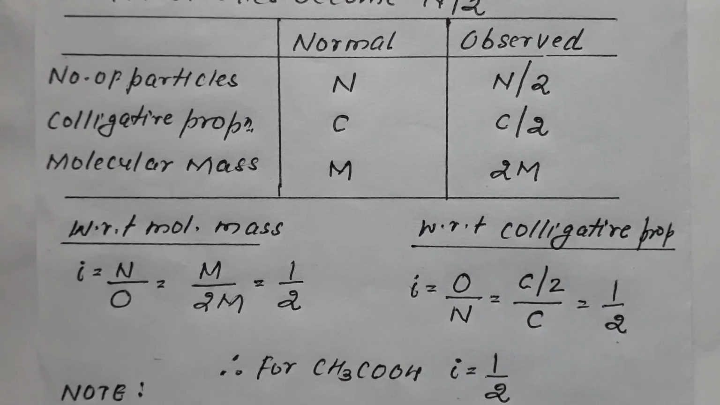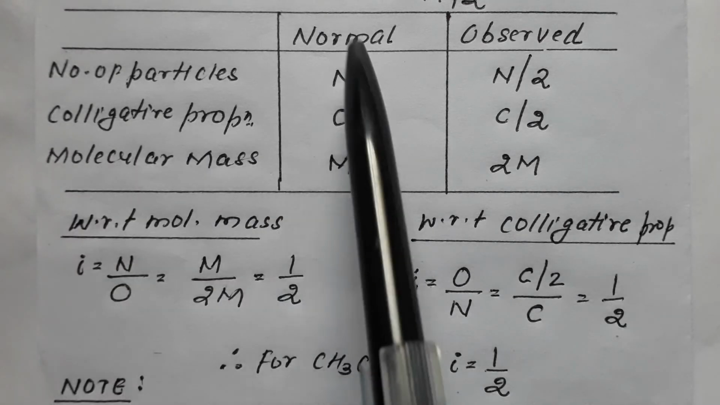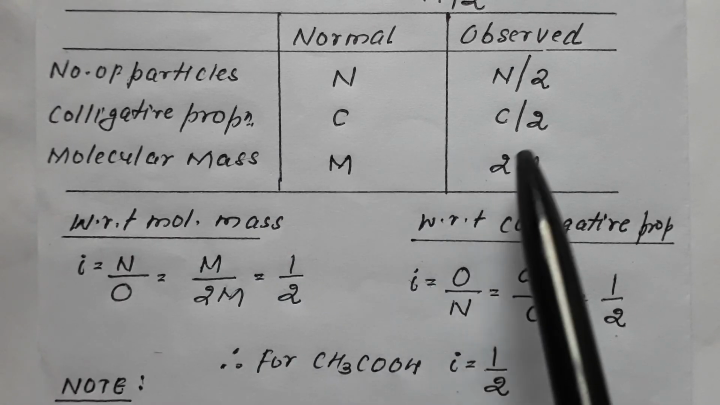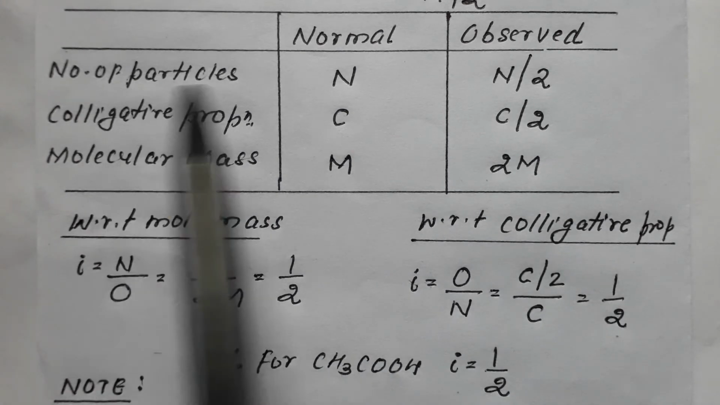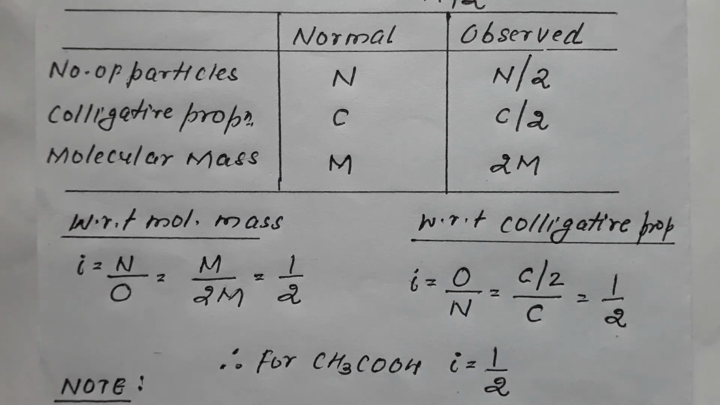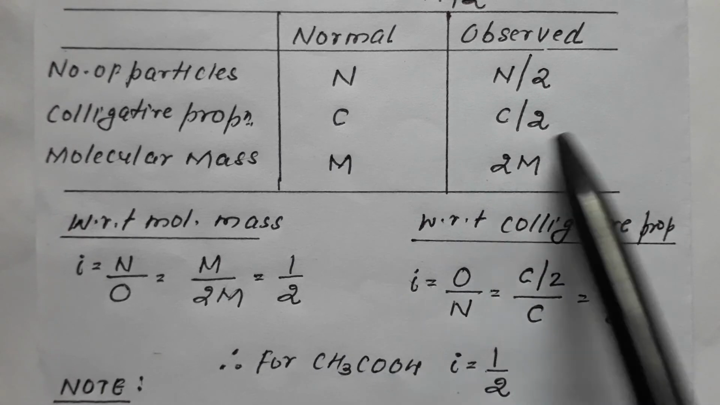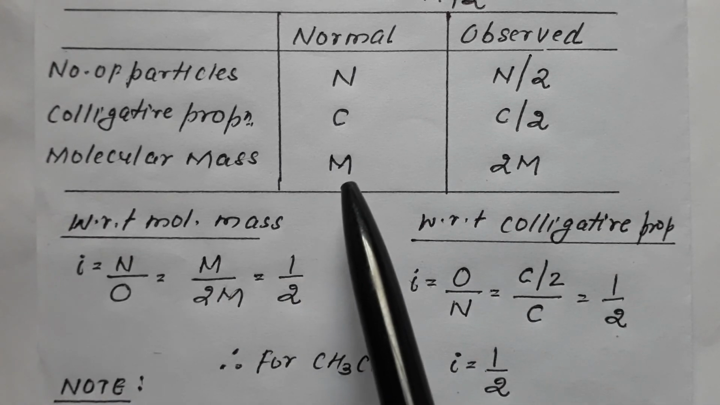If the number of particles is decreasing, definitely the colligative property also decreases. So if the colligative property should be C, the observed value would be C by 2. Since the number of particles is becoming half, the colligative property is becoming half. Now in the formula, the colligative property is in the denominator. Therefore, if the colligative property becomes half, then the molecular weight becomes twice.